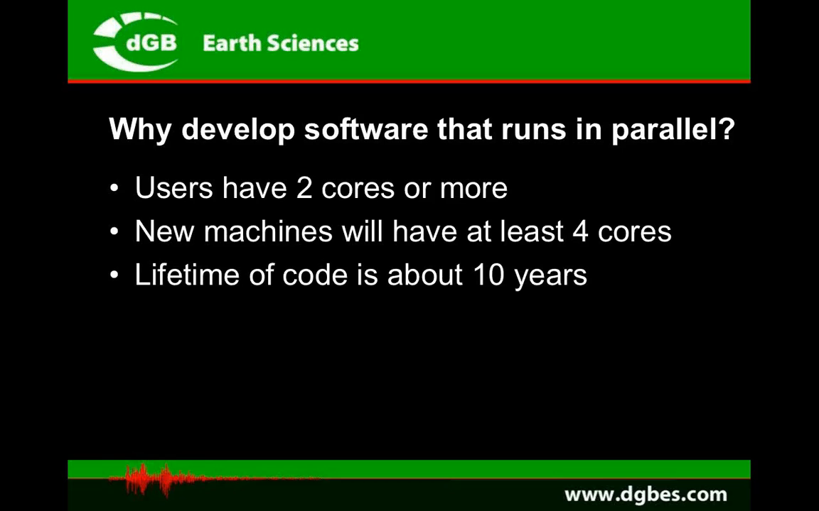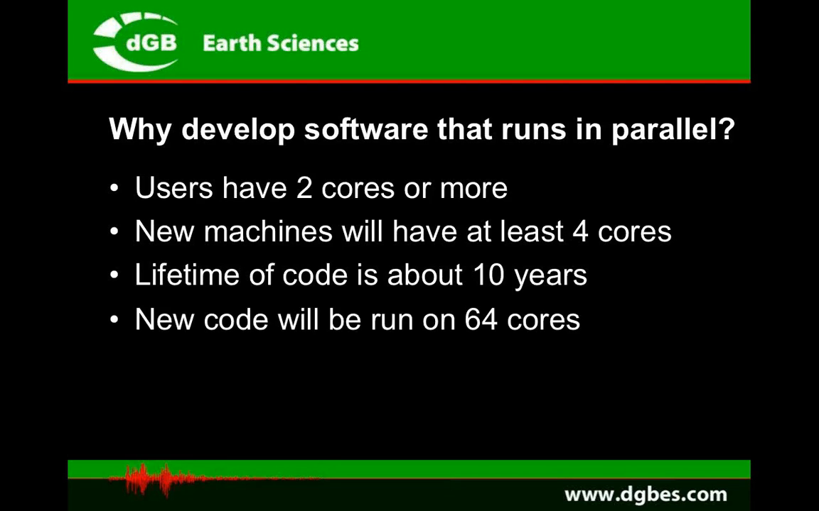The lifetime of the code that we write today is approximately 10 years. If we look back into the code of OpendTect, we see code that is easily 10 years old, and some parts are even 15 years old. So the code that we are writing today will most probably run on many processors, maybe even 64 or 100. And if we don't adapt the software to this, all our software will be perceived to be running very slow, and that is not what we want.